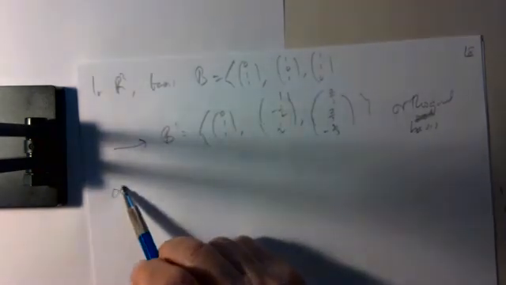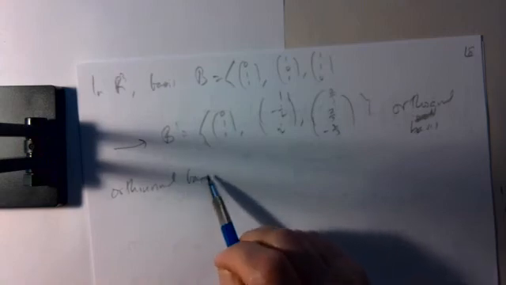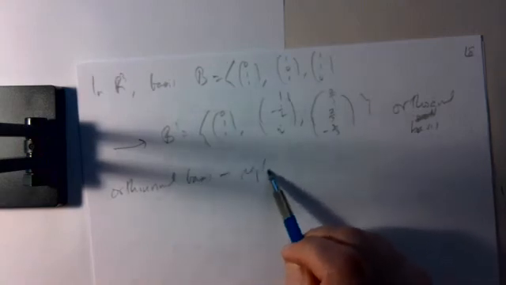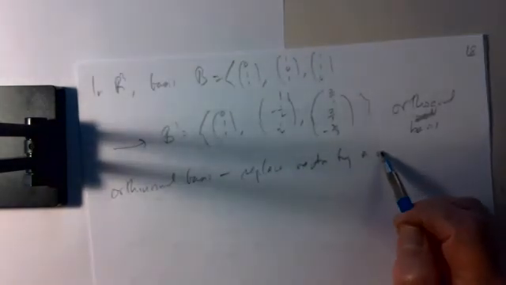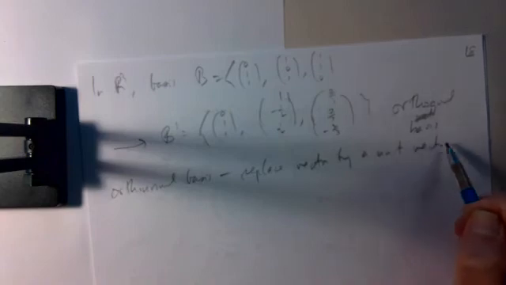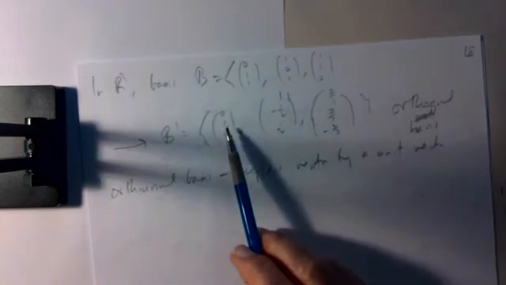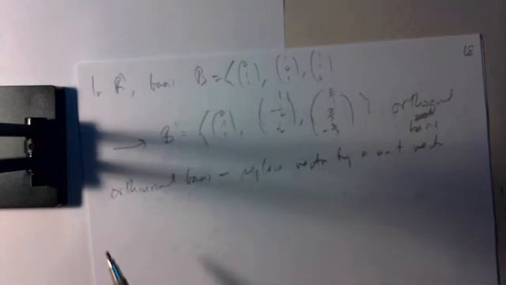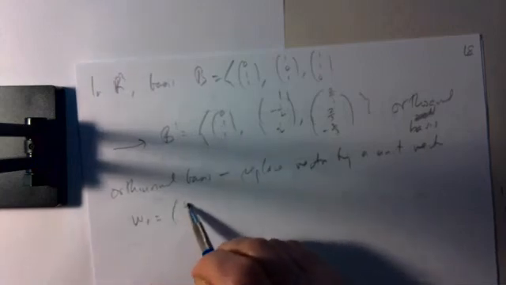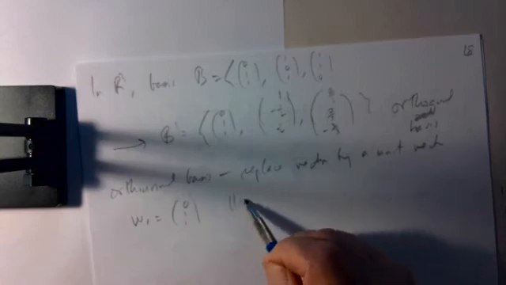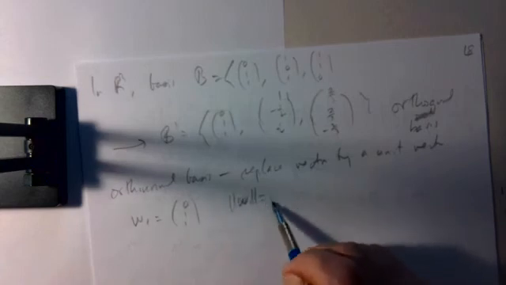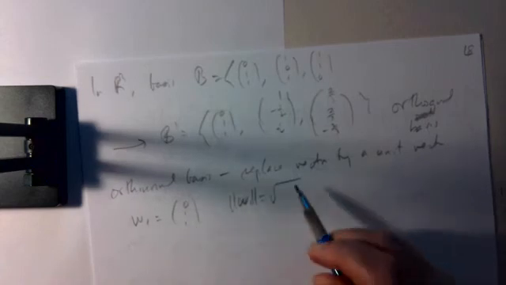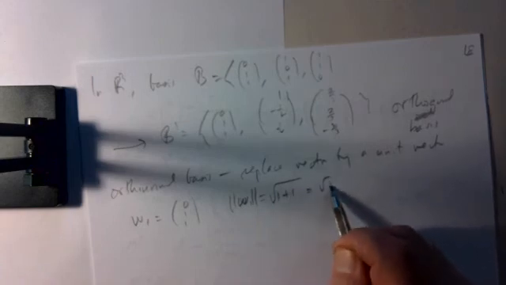Suppose I want an orthonormal basis. Just replace each vector by a unit vector in the same direction. So that means I divide each vector by its length. So if I have the vector W1, which is 0, 1, 1, the length of W1 is the square root of the sum of the squares of the coordinates, the square root of 2.